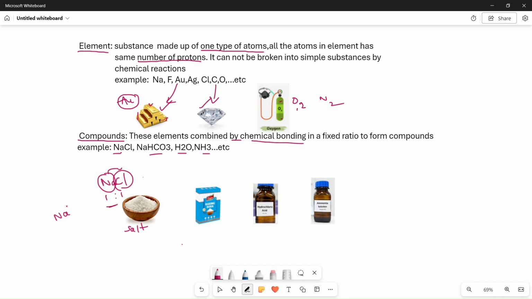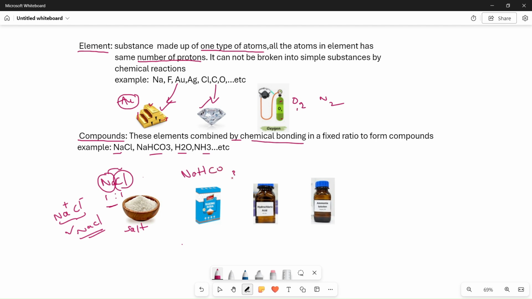Chemical bondings are also of many different types: ionic, covalent, coordination. So in this case, sodium and chlorine, through electrostatic forces, have combined to form NaCl. Okay, in a fixed ratio means this one. Chemical bonding means that by sharing electrons, by sharing the forces, they will form the compound.